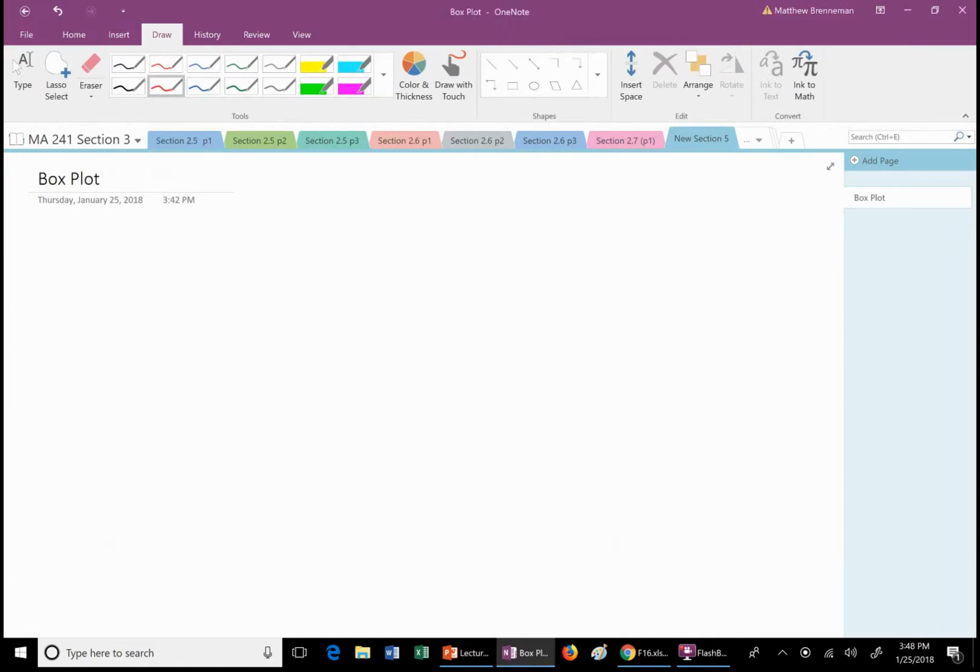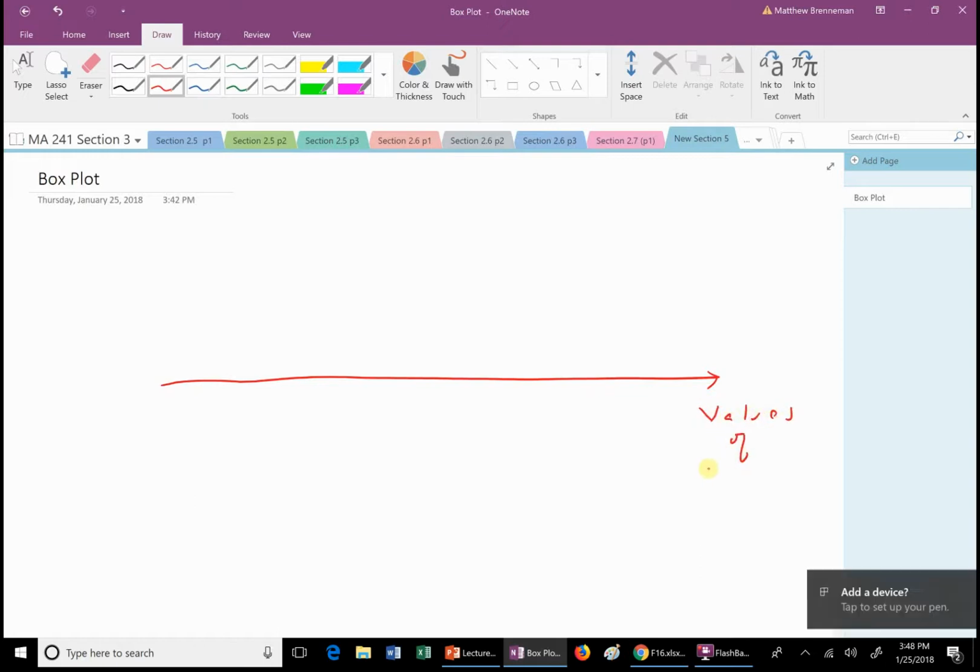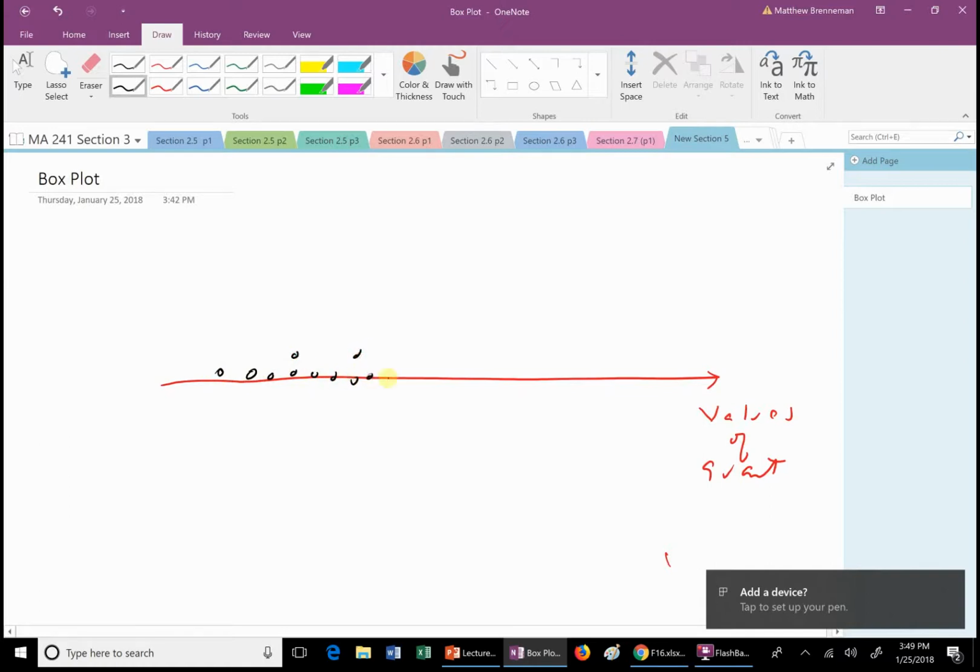Try to draw this. So here's the basic picture. I have some quantitative variable. So this is just going to be a number line. So these are going to be the values of my quantitative variable. Okay? And the idea is that I'm going to start off like a dot plot, just for the sake of illustrating what's going on, okay? So maybe my data points look like this.